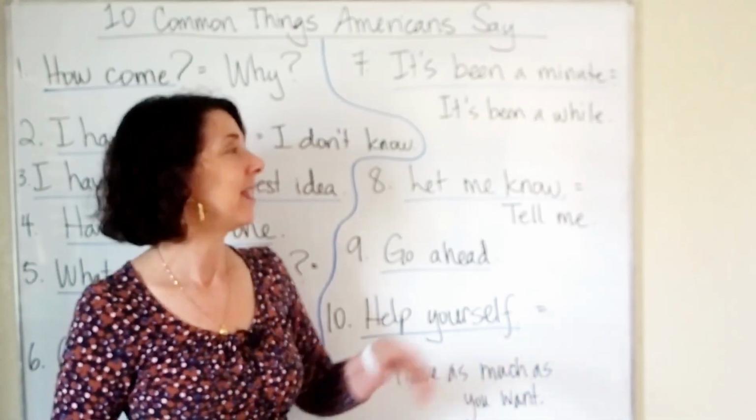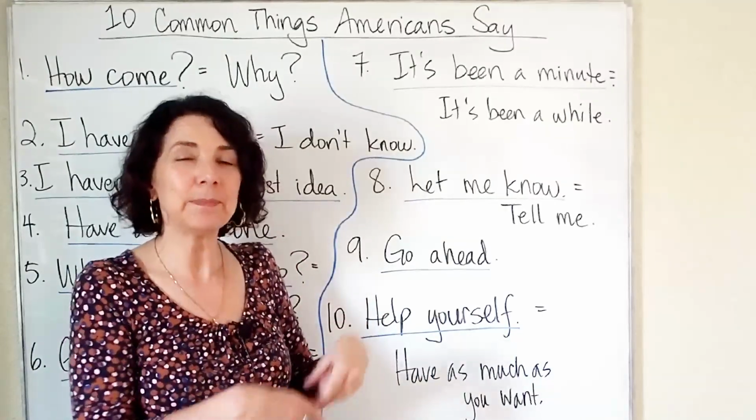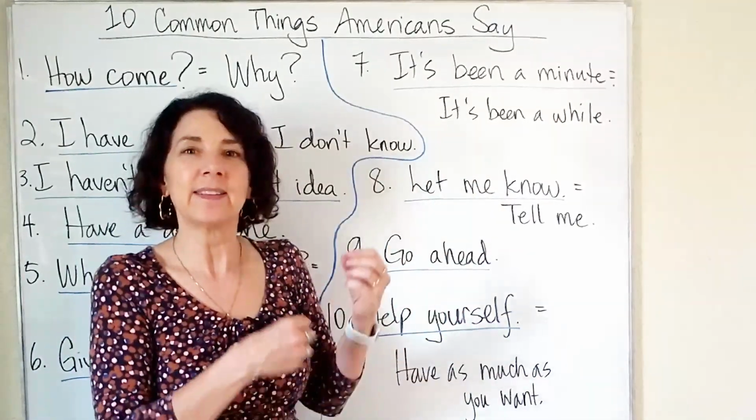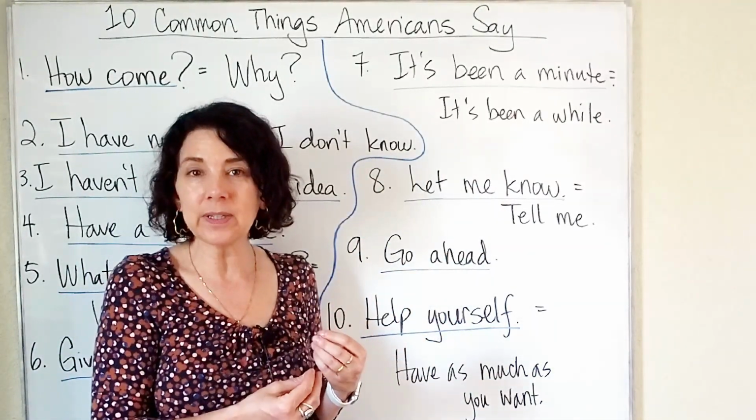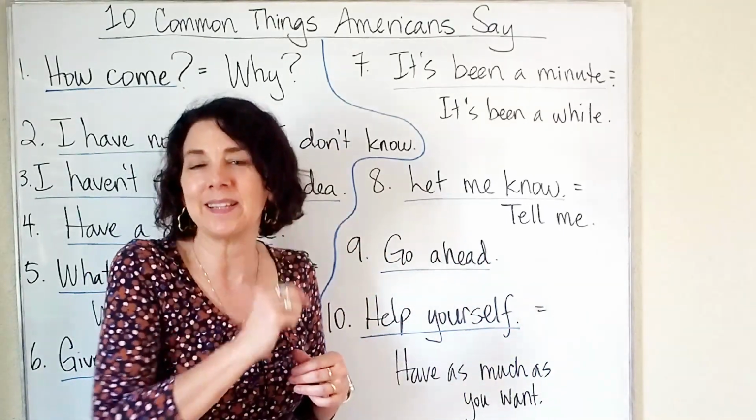It's been a minute. So of course it means that it's been a longer time, not a minute, but this is just another way. It's kind of a way of playing with the language. Instead of saying it's been a long time, we use the word minute. It's been a minute.